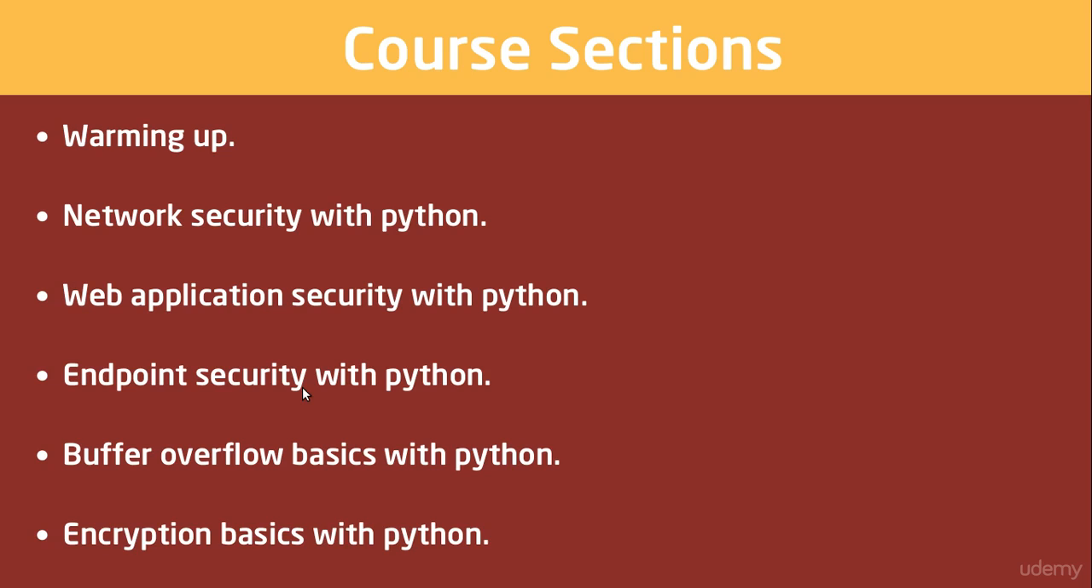Endpoint security with Python. In this section, we will talk about how we can use Python to create backdoors, trojans, worms, to make sure that our endpoints are totally secured. And we will talk about the EternalBlue vulnerability and we will analyze it and learn how to use it in our backdoors, for example.